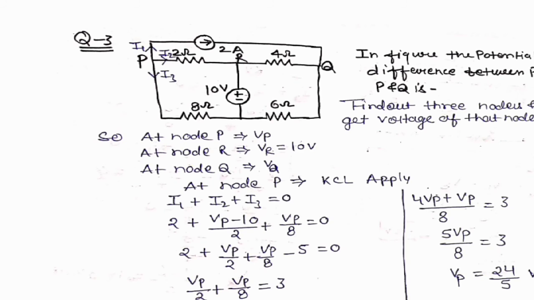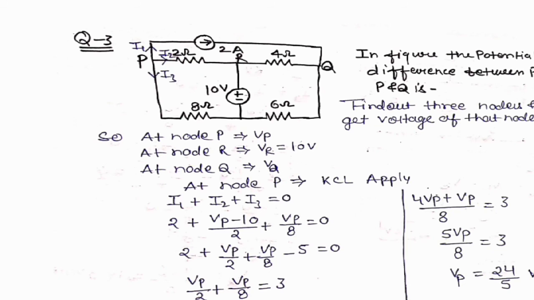So how do you write the KCL equation at node P? At node P we apply KCL. There are three branches connected to P, and all currents should go outward from the node. So I1 plus I2 plus I3 equals 0. What is the value of I1? The value is 2 ampere in the same direction, so we write plus 2.